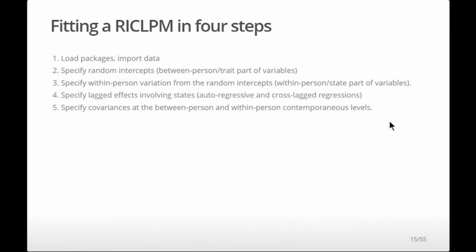Okay. 4 steps. I should have written 5, because this one actually was labeled 0, but then when rendering the file, it got labeled 1. So it should be 0, loading packages and importing data is the default step for everything in R, and then 4 steps. So you need to import the data and packages, specify the random intercepts, specify the within-person variations from the random intercept, then the lag effect, including autoregressive and cross-lagged, and then the covariances. And then a little tiny step again.